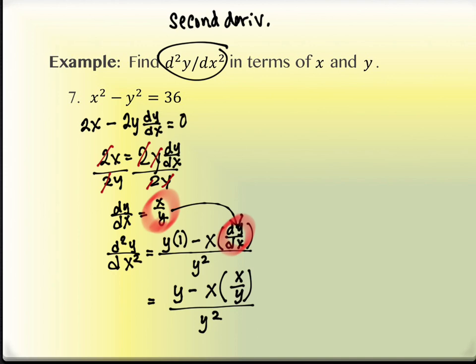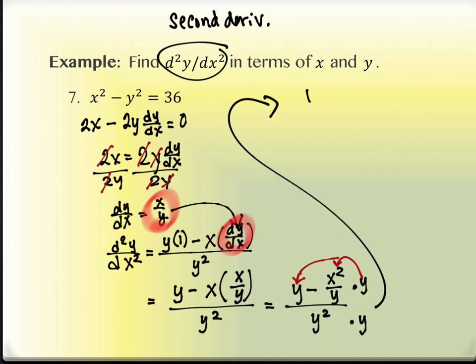We need to clean that up because I got fractions inside of fractions, which we talked about earlier as being not okay place to stop. So right now this is y minus x squared over y, all over y squared. So far, so good? How do I get rid of that? Well, I get rid of it by multiplying by the denominator, y. But it has to multiply by both pieces of the numerator, not just one of them. So this gives me y squared minus x squared over y cubed.